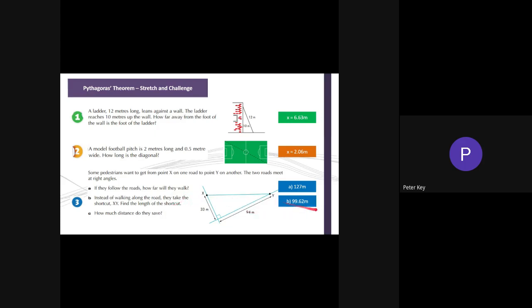And for C, the distance to save. Okay, so we've got 127 meters if we went that way and that way. We've got 99.62 meters if they went that way. So it's the biggest number, 127. Take away the smallest number, 99.62, which would give us 27.38 meters. Okay.